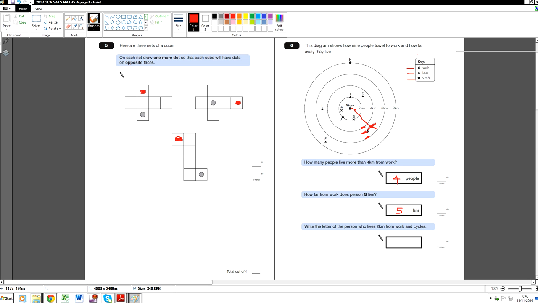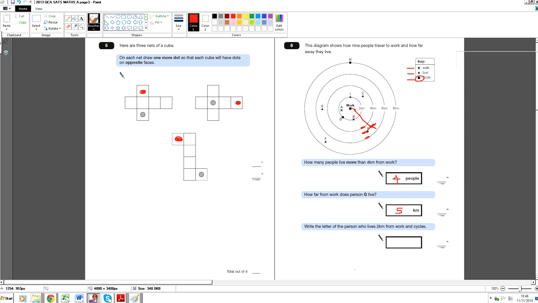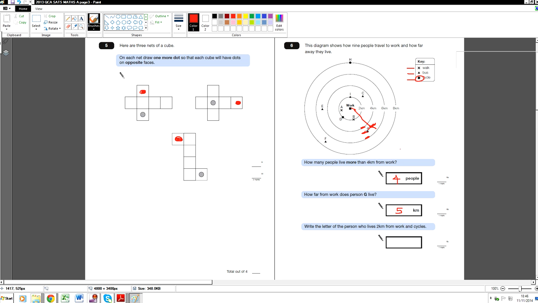Which one? Cycling, first of all, what code is it? It's a dot. Okay, next question was write the letter of the person who lives 2 kilometers from work and cycles. So here's work. 2 kilometers is the first circle and cycles the dot. So somebody on this circle is the dot, which is D. Yes. Got all top page right. I got 2 wrong. So 1 mark per question for that one.